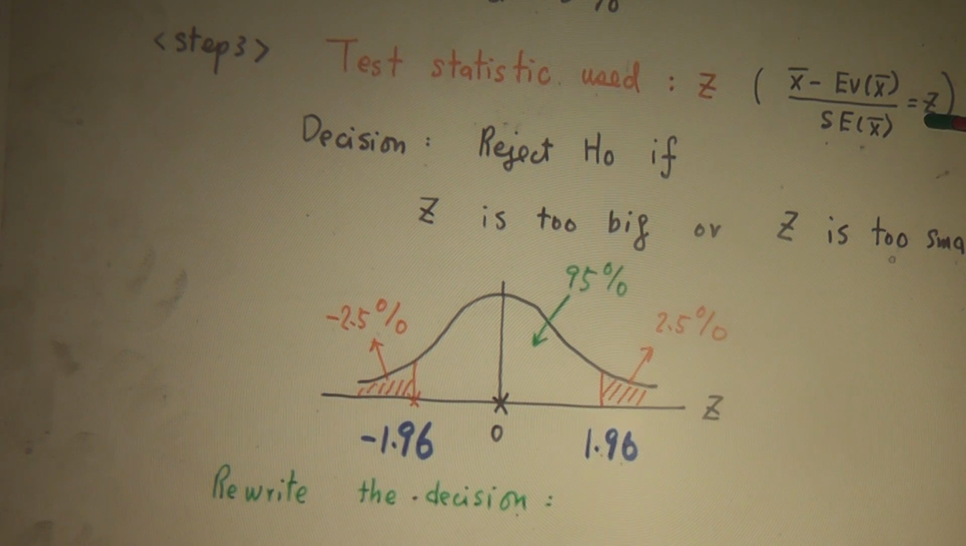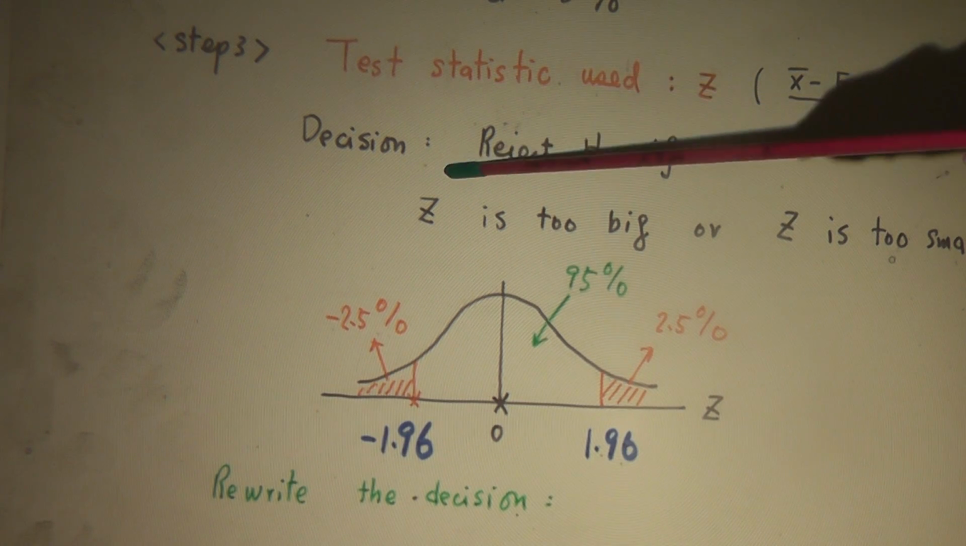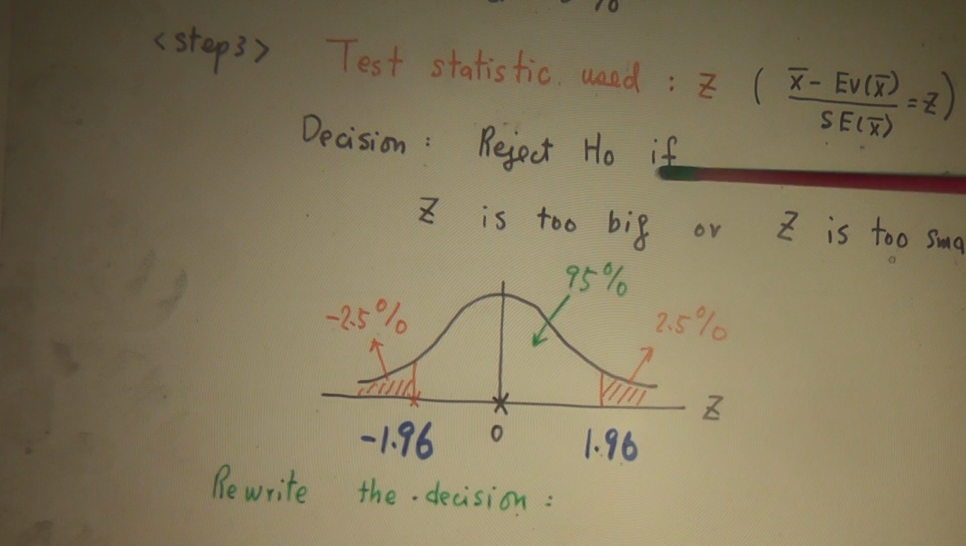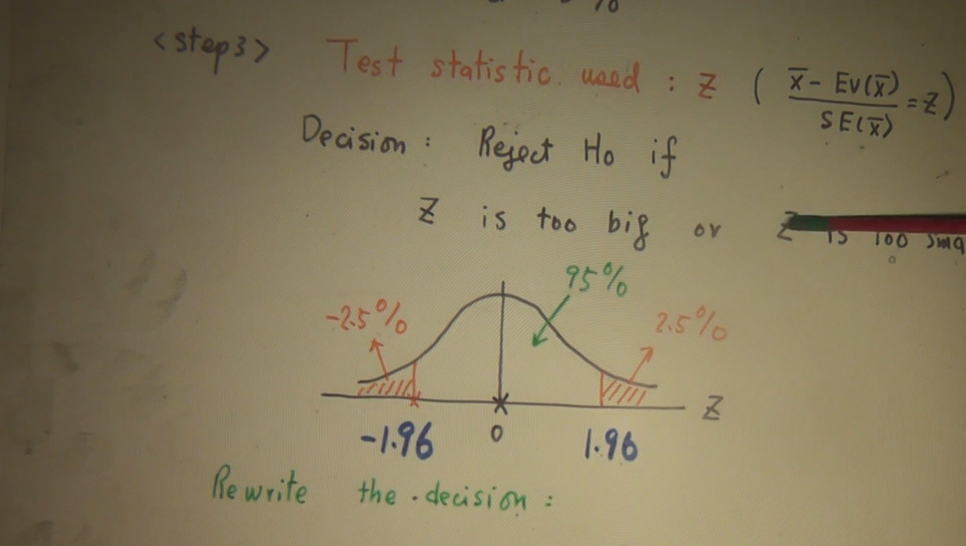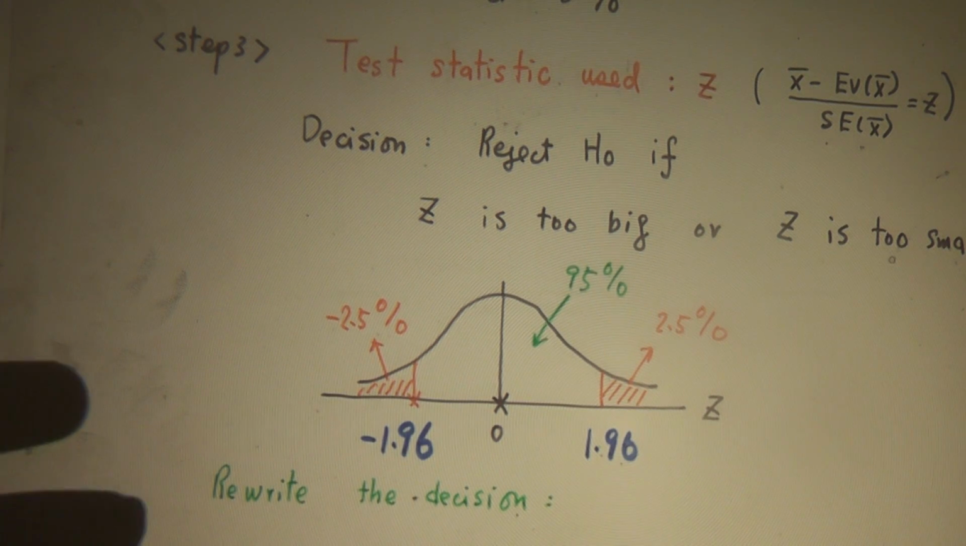This is the reason why we use the Z-score as the test statistic in this approach. So the decision: reject if Z is too big or Z is too small. Remember in the first approach, we reject H0 if X bar is too big or X bar is too small. So if you standardize it, it becomes: reject if Z is too big or Z is too small. So how big do you call too big, how small do you call too small? Let's look at the picture.